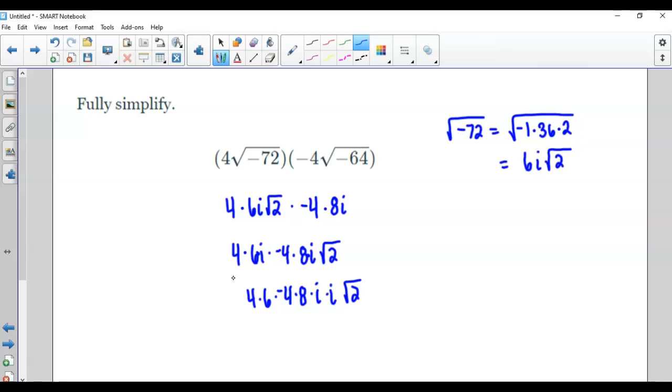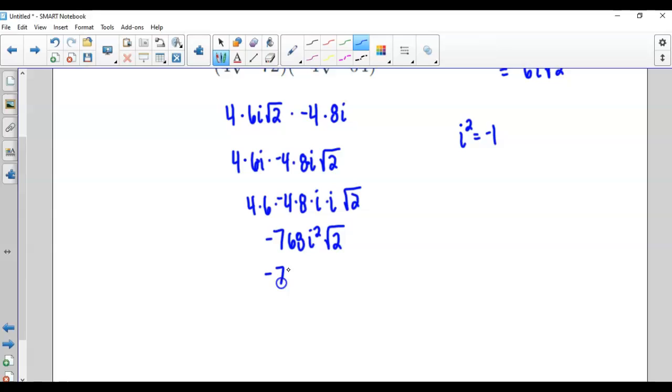So 4 times 6 times -4 times 8 is going to give you -768. And then i times i is i squared. That square root just has to stay right there. And so remember from the last problem, or the one before that, i squared has to equal a -1. So this is right here, -768 times -1 times the square root of 2. Of course, -768 times -1 is going to be positive 768 times the square root of 2. And so this would be your answer for that problem.